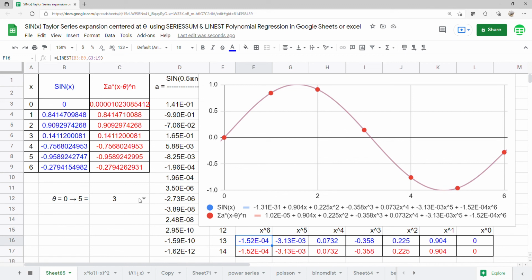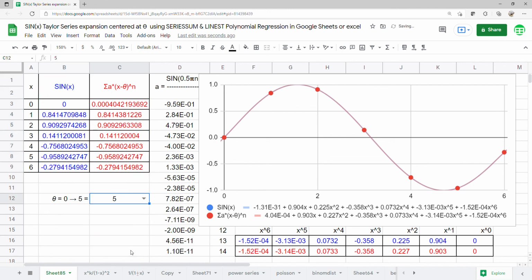Center at 4. They're now closer. And their data sets are almost the same. Center at 5. They're getting closer. So this completes the use of series sum and LINEST polynomial regression to generate the Taylor series expansion of the sine function centered at 0 up to 5. This is at 0, which is Maclaurin, centered at 1 to 5, which is the Taylor series.